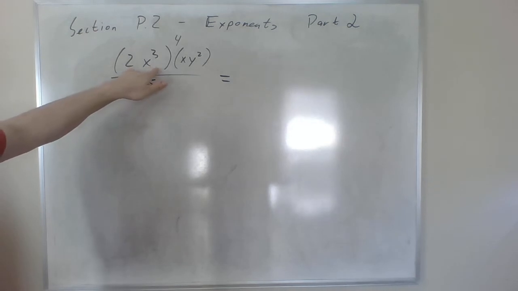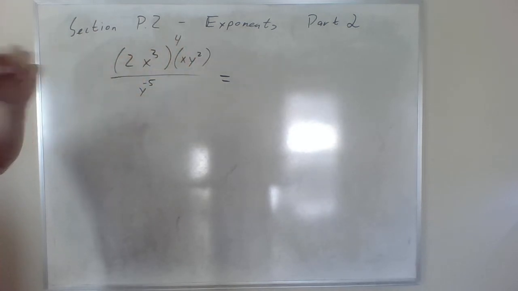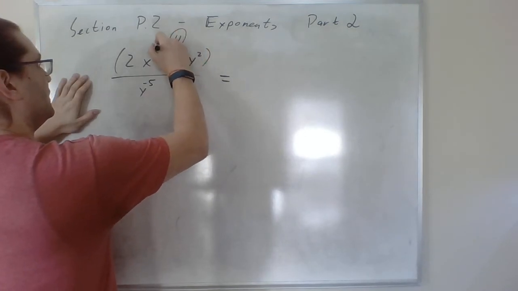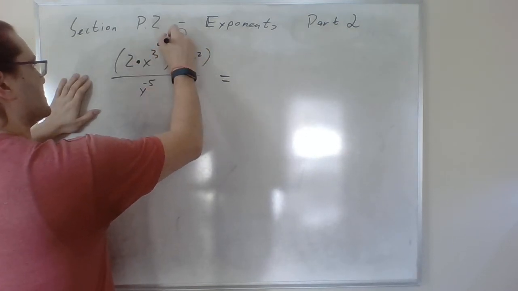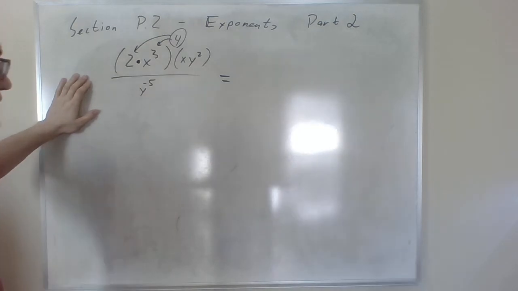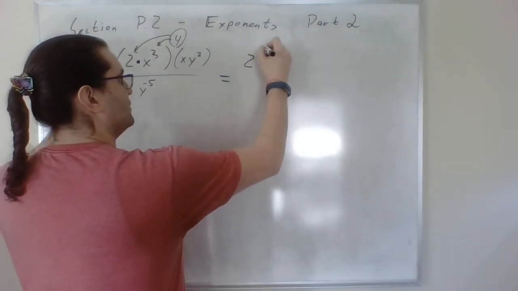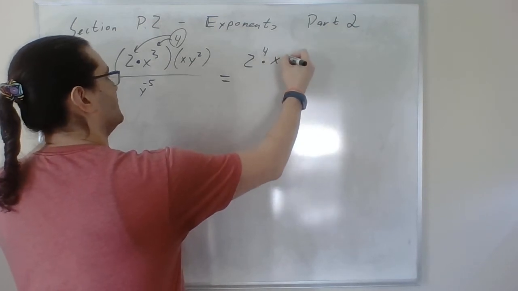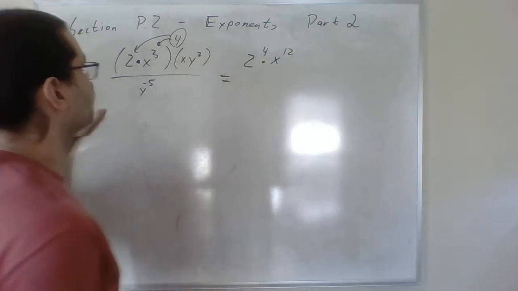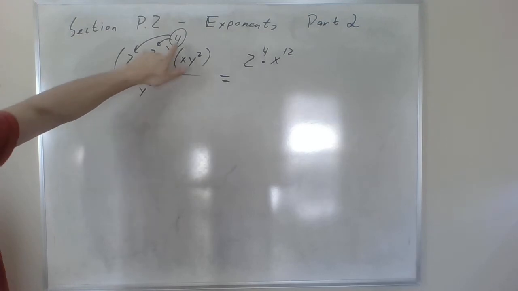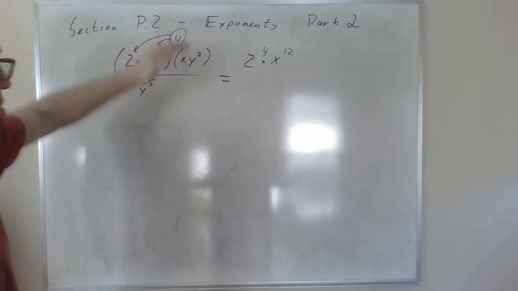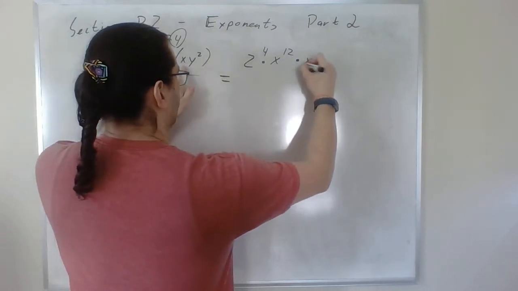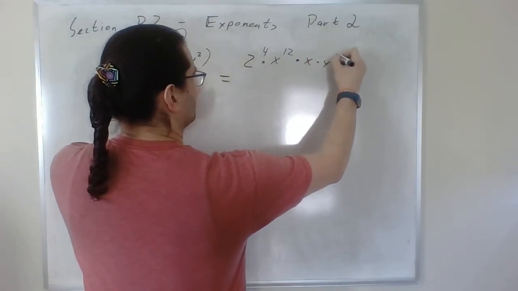First thing I'm going to do is this exponent piece. This 4, because this is multiplication, this 4 is going to distribute here and here. And that's going to leave me with 2 to the 4th times x to the 12th. I'm going to multiply the 3 and the 4, because that's how you handle exponents raised to other exponents. I have one more x, and I have a y squared.